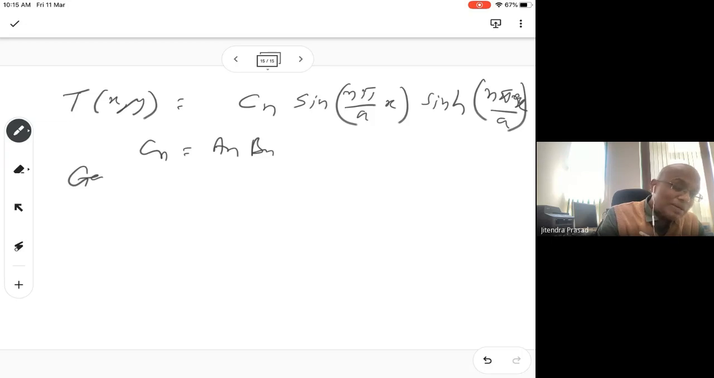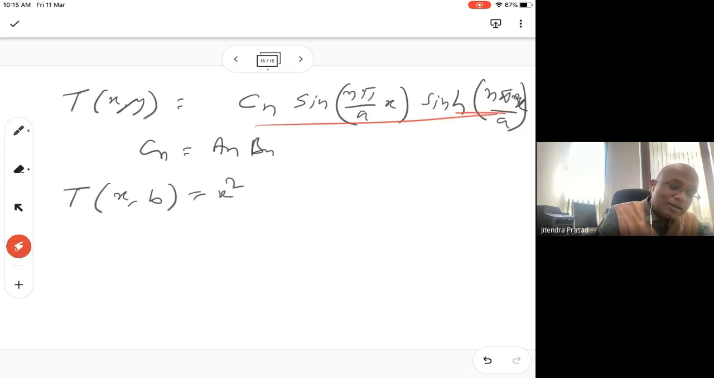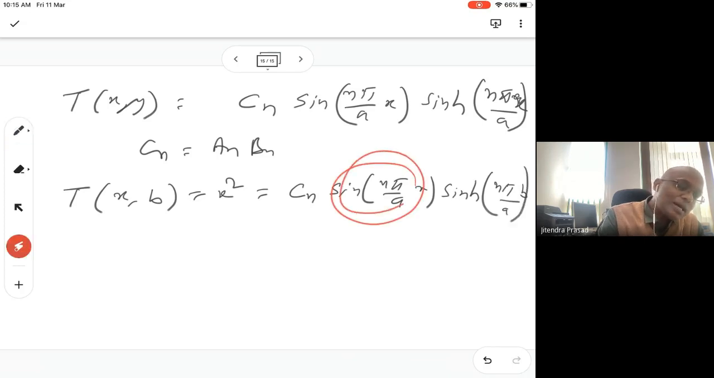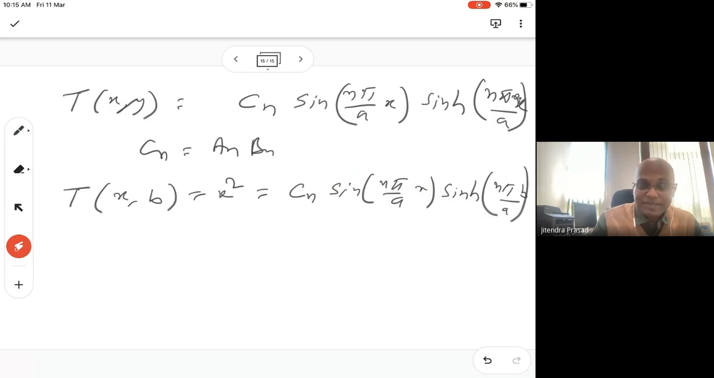Now, in general, if you still want to find out T(x,b), it has to be x square. Can this achieve the same x square? Possible? It's not possible. If you put cn sine n pi over a x and sine h n pi b over a, this is sinusoidal, and x square is not. It's not possible to do it this way.